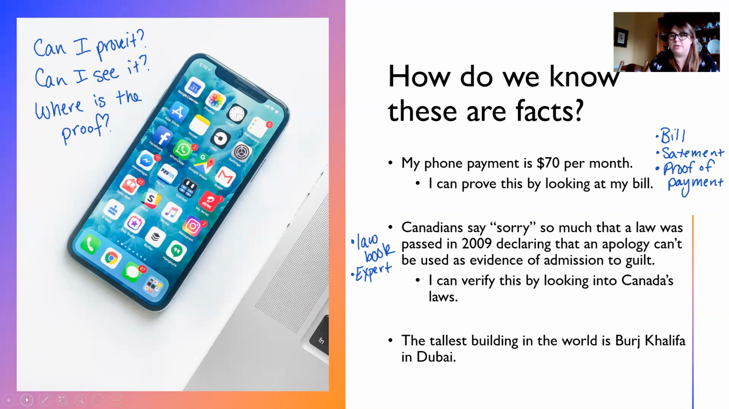How about my last one? The tallest building in the world is the Burj Khalifa in Dubai. Now, I think I probably have not said that correctly, but what we're looking for is, is this a fact? So can I prove it? What are some ways that I could prove that this is the tallest building in Dubai? Well, I think I might be able to find proof. Maybe I can look for measurements.